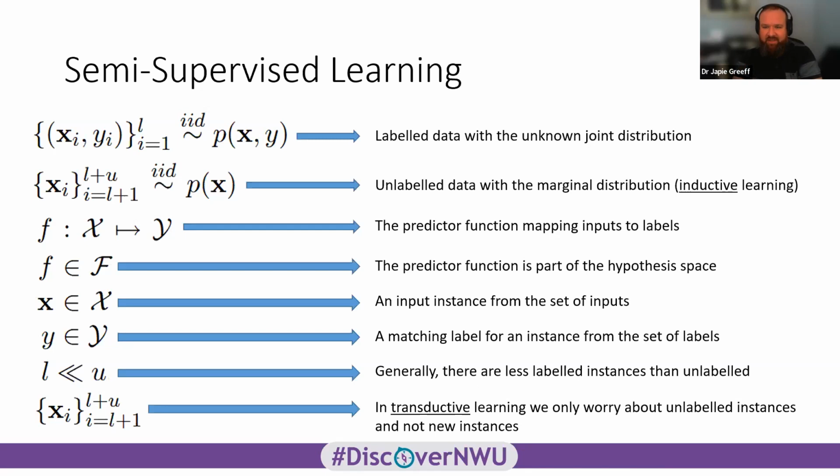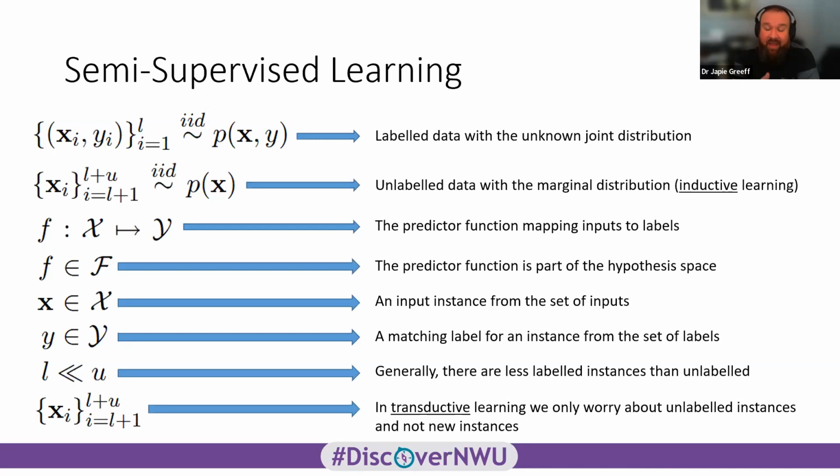The input instance from the set of inputs. So whenever we're looking at those first two lines, when we look at a specific value of X, we're looking at one set of inputs inside of the record. And then the label, which is normally going to go with that input instance, is also going to be from the set of labels. And a key takeaway here is that L is much smaller than U, meaning that the labeled instances tend to be a lot less than the unlabeled instances. So that's why we want to use semi-supervised learning.